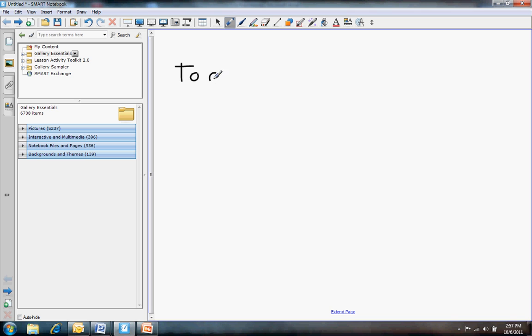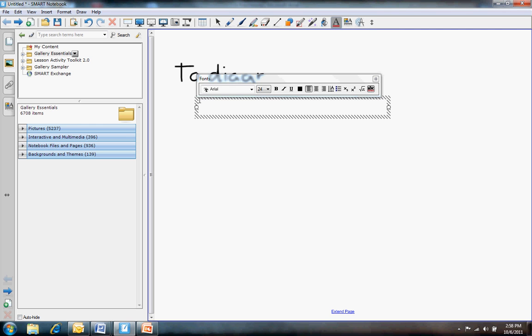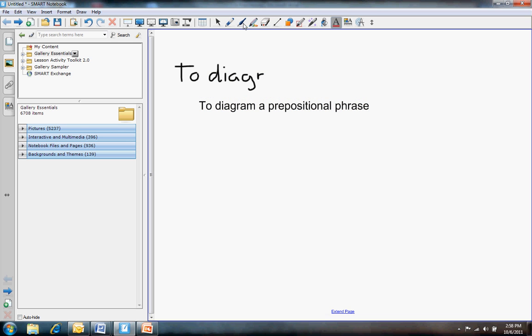To diagram. Oh, my writing is awful. Let's go here. Here we go. To diagram a prepositional phrase, we begin with the basic structure of the diagram for a prepositional phrase.